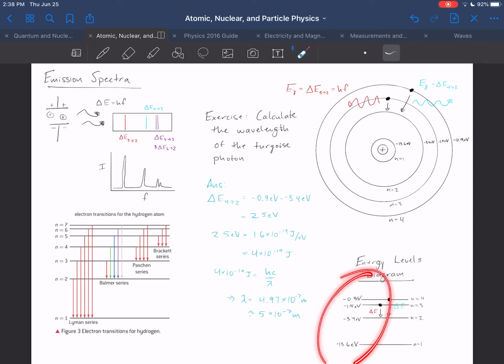Now, these values we've seen before, these all correspond to hydrogen, but you could be given to analyze an arbitrary atom with different energy levels of different sorts.